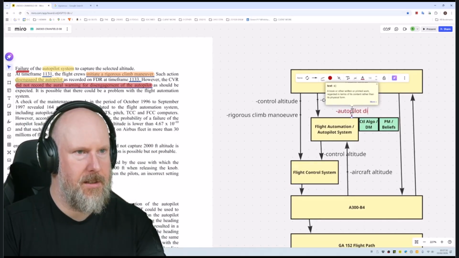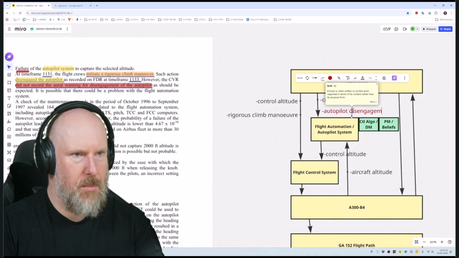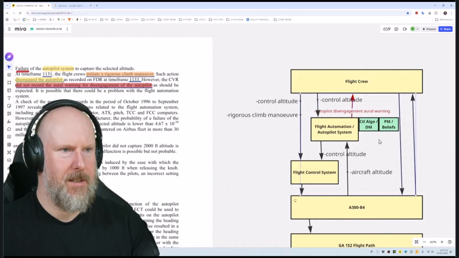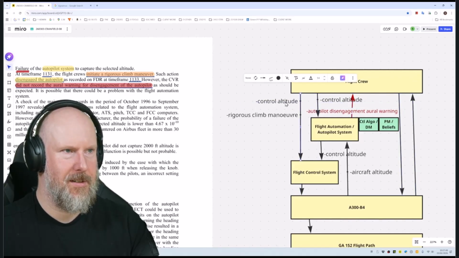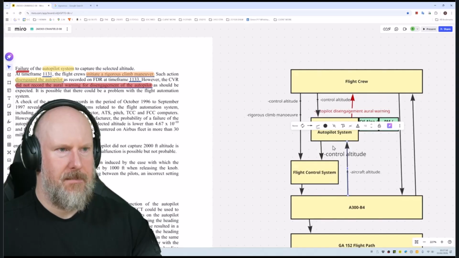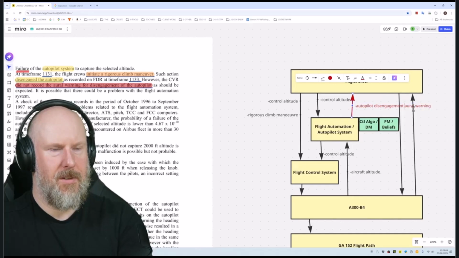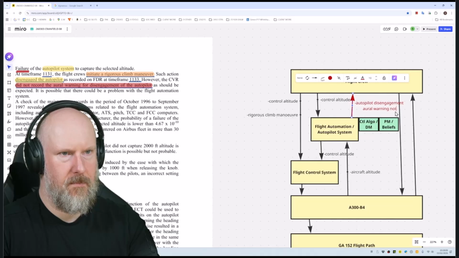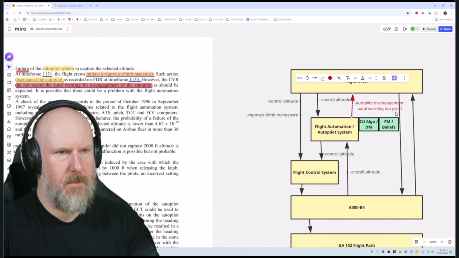Autopilot disengagement oral warning. So why was that not? In fact, let's just make all these arrows size 10. Because otherwise it's... size 10. There we go. Autopilot disengagement. Oral warning not provided.